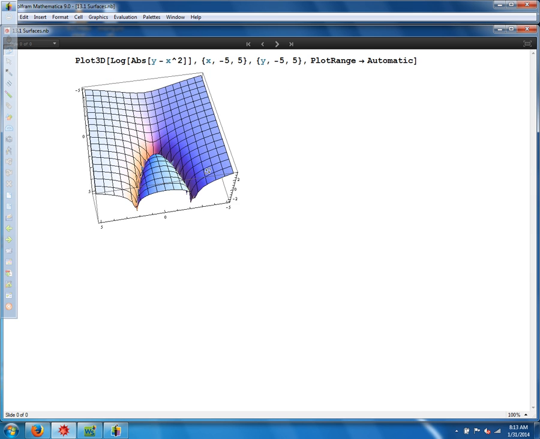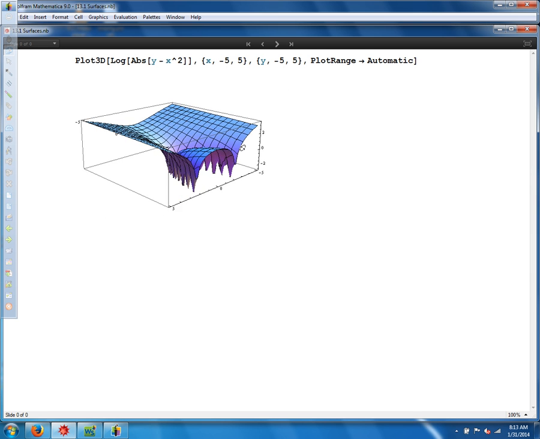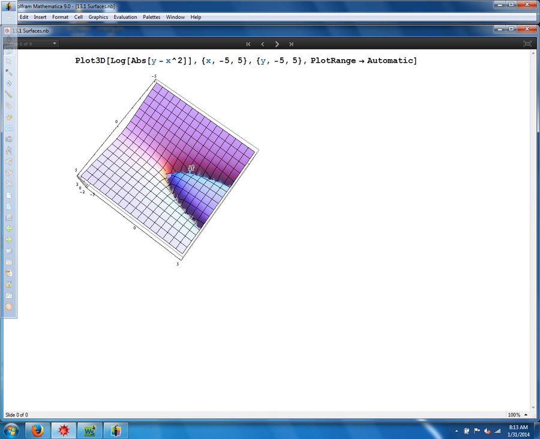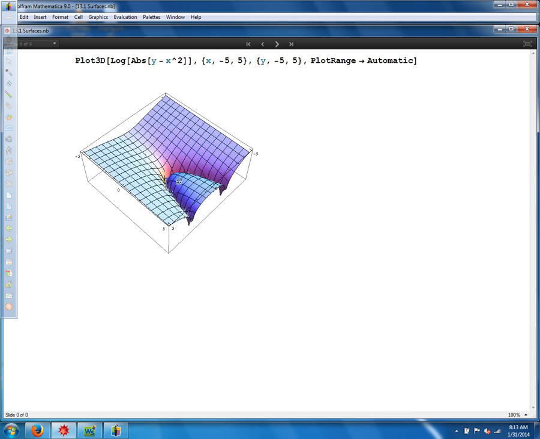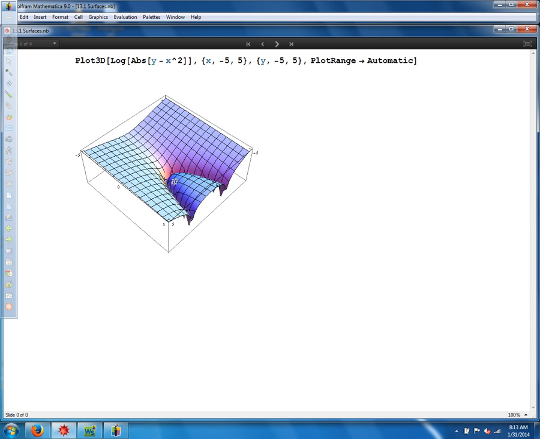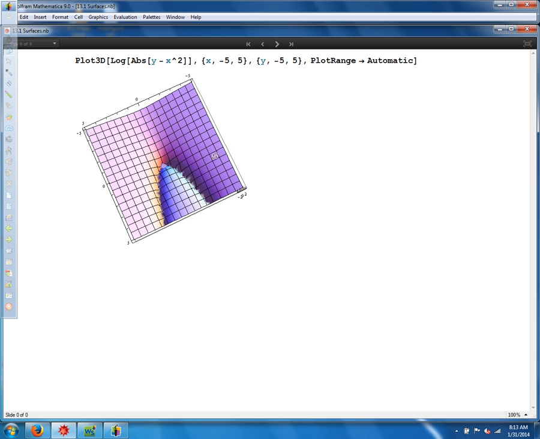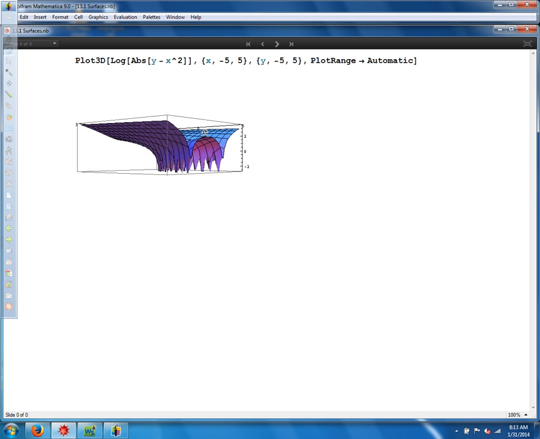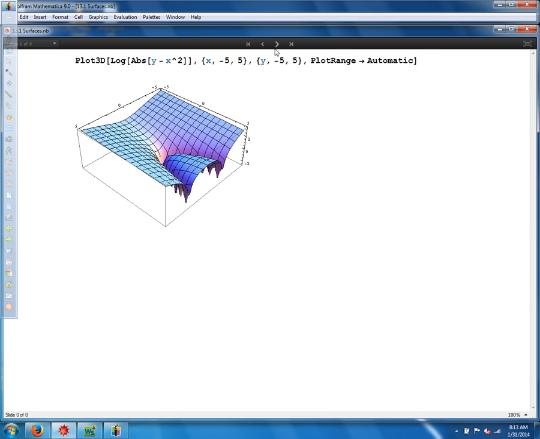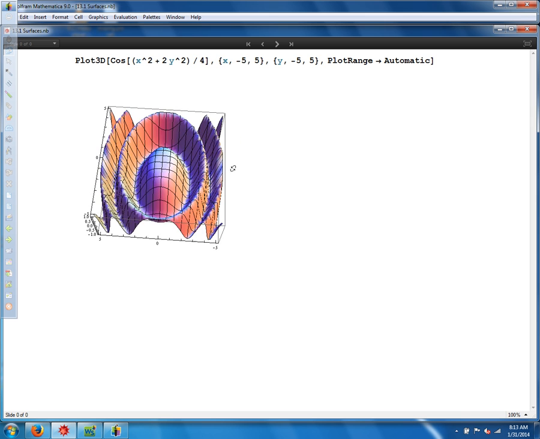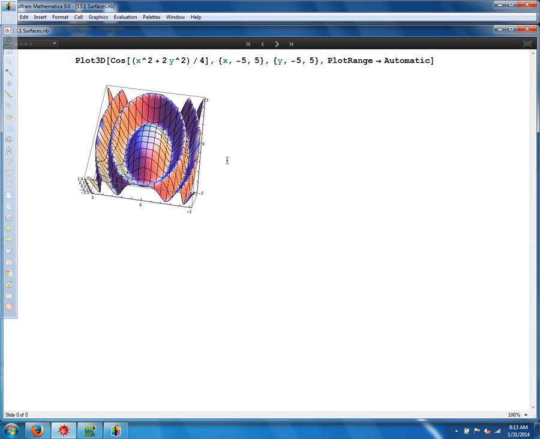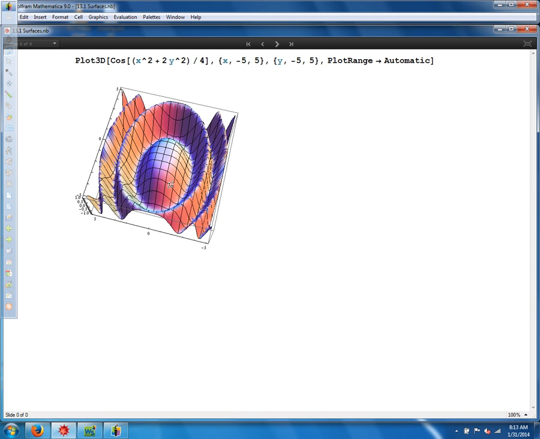There's that natural log of absolute value of y minus x squared. So all along here, the function gets very, very small. Kind of an interesting surface. And then the cosine one. So we get these ellipses, but then we get that cosine, the periodic function going on with the cosine as well. That one's kind of a nice one.